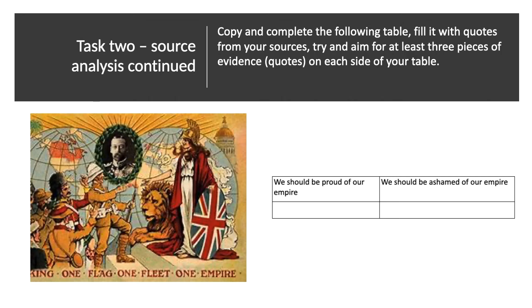And now you've done that, we're going to carry on. I want you to draw the table below in your book, on your paper. It's a really simple table, just 2 columns. We should be proud of the empire. We should be ashamed of our empire. And what I want you to do is pull out the bits that you've highlighted, and not the whole source. I don't want you to write the whole source down. I want you to write the most relevant information down. Okay, and you're going to try and get at least 3 pieces of evidence, so quotes from your sources, on each side of your table.